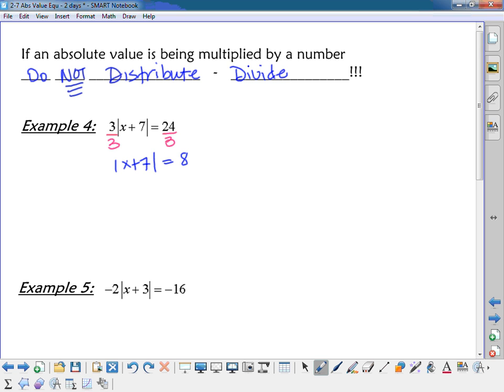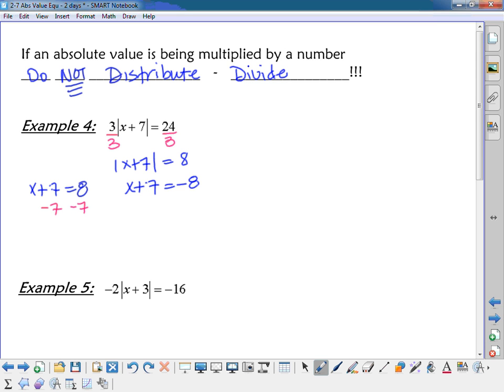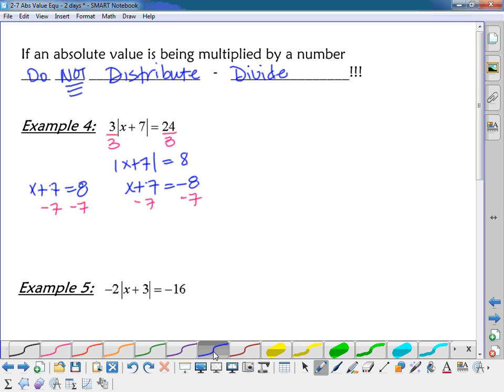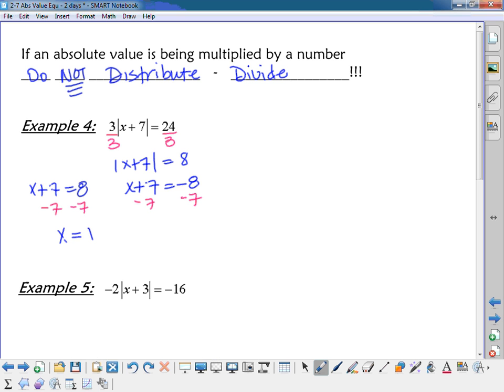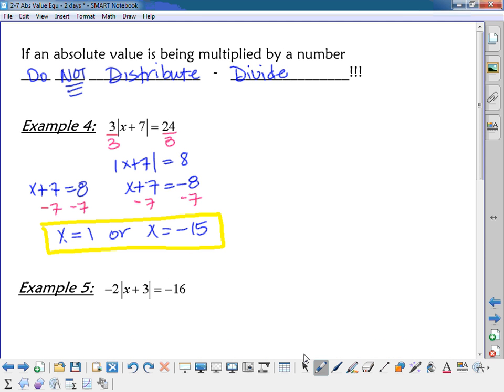I write my positive and negative cases. X plus 7 equals 8, or x plus 7 equals negative 8, and I solve from there. So we subtract 7 from both sides on both equations. And I get x equals 1, or x equals negative 15. So it's really important that you guys remember, do not distribute.